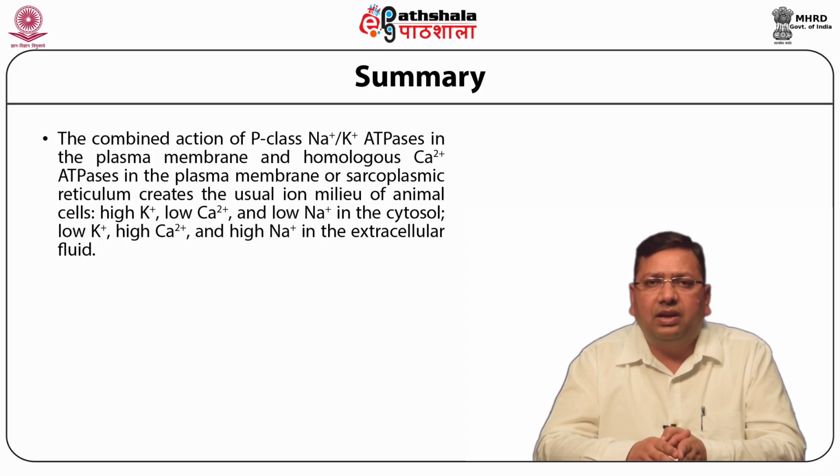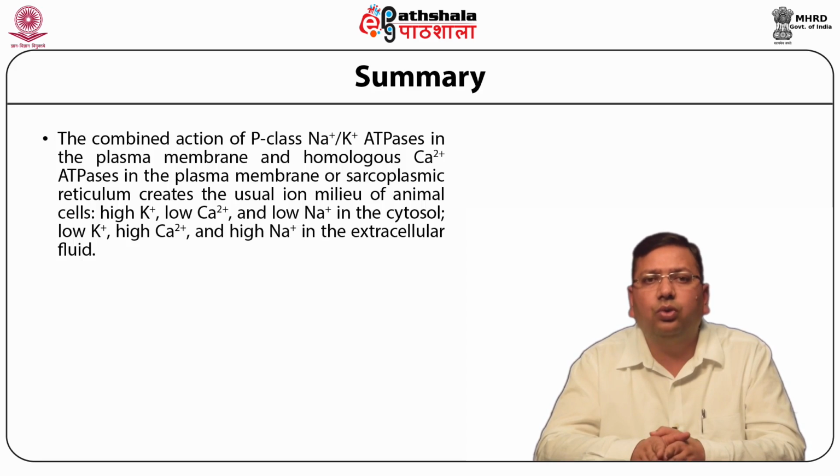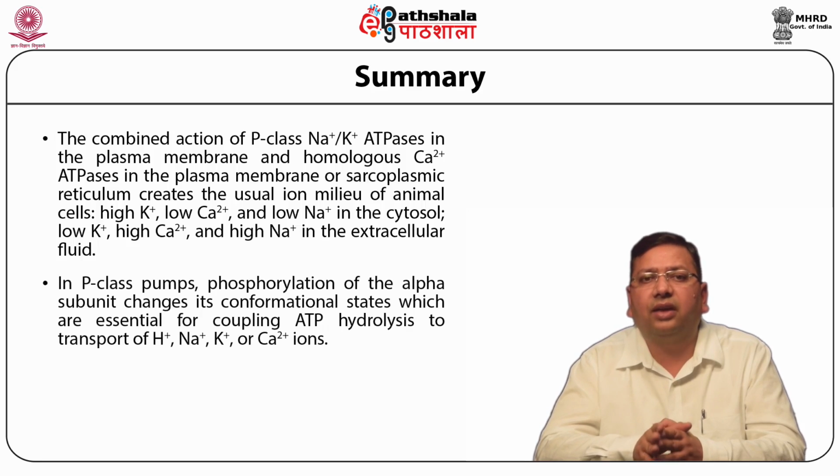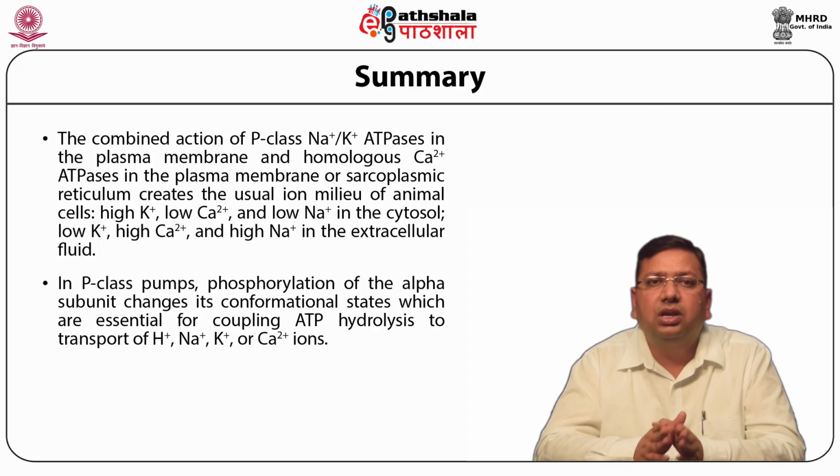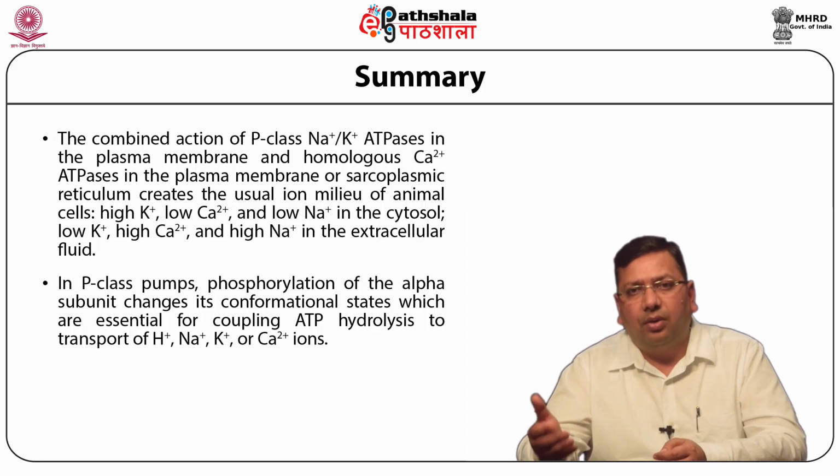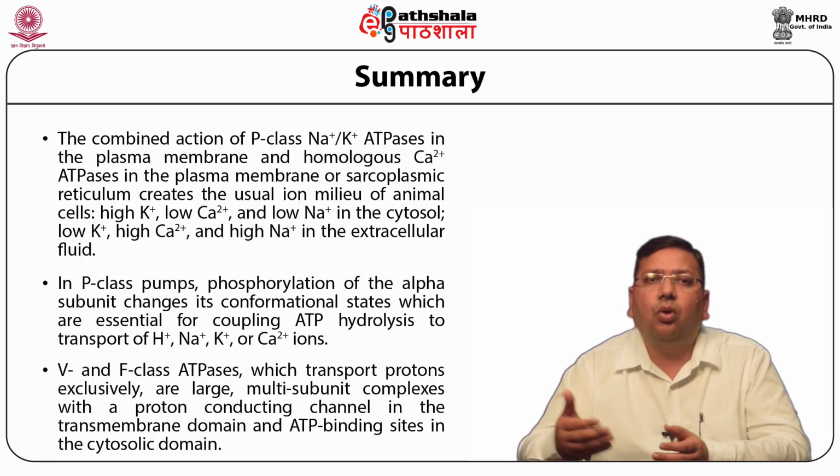The combined action of P class sodium and potassium ATPases in the plasma membrane and the homologous calcium ATPase in the plasma membrane or sarcoplasmic reticulum creates the usual ion milieu of animal cells, which shows high potassium, low calcium, and low sodium in the cytosol, and low potassium, high calcium, and high sodium in the extracellular fluid. In P-class pumps, phosphorylation of the alpha subunit changes its conformation state, which is essential for coupling ATP hydrolysis to transport of sodium, potassium, proton, or calcium ion.